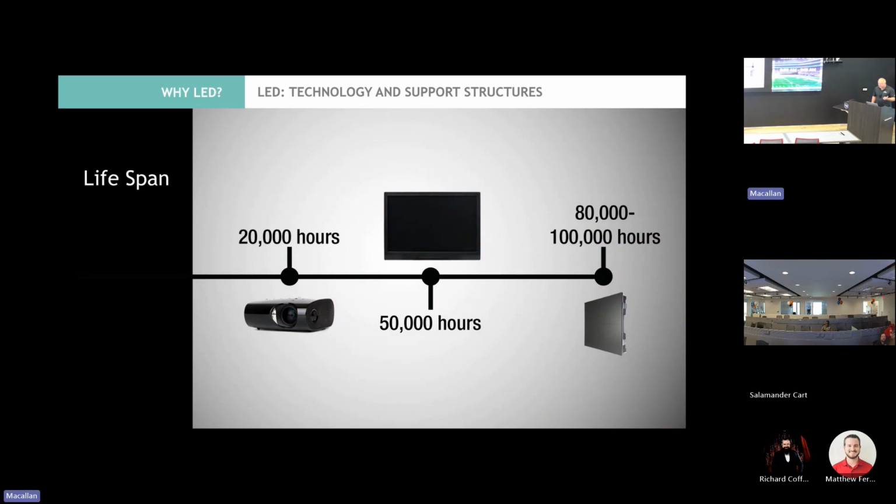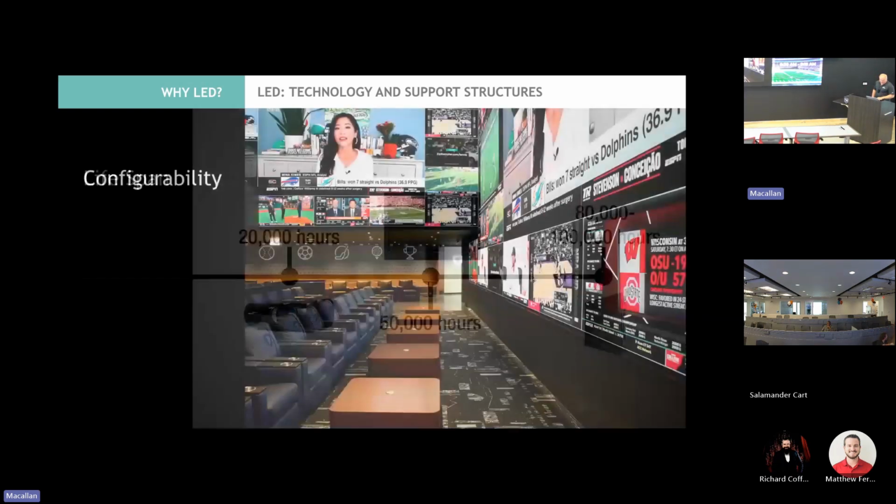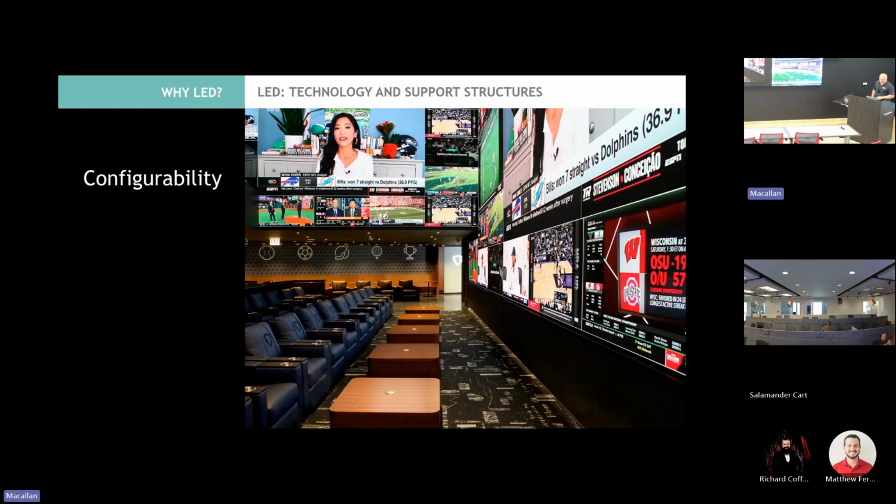Lifespan of the products. These do vary because the manufacturers are trying to get better and better at this. But generally, laser projectors are going to be 20,000 hours on a half-life, 50,000 hours on an LCD product, and an LED product is going to be 80 to 100. So as you can see, the lifetime of an LED is going to be much longer for somebody putting that in. It's also very configurable.